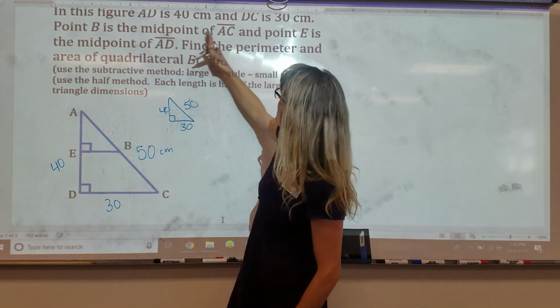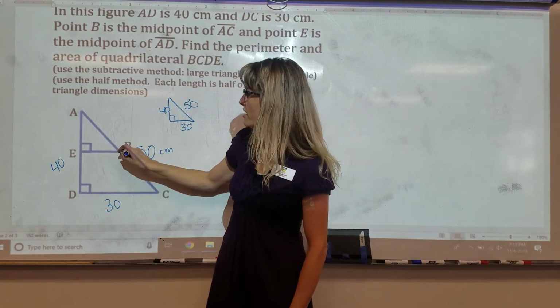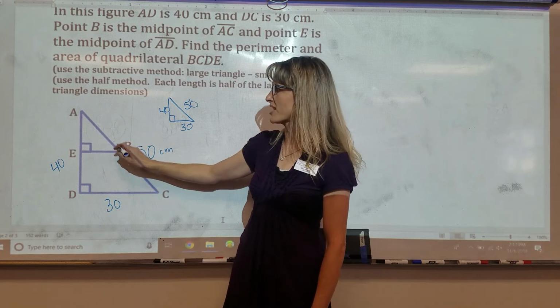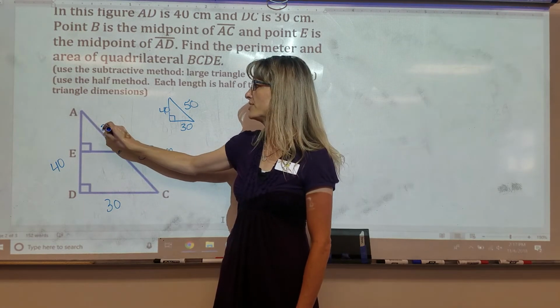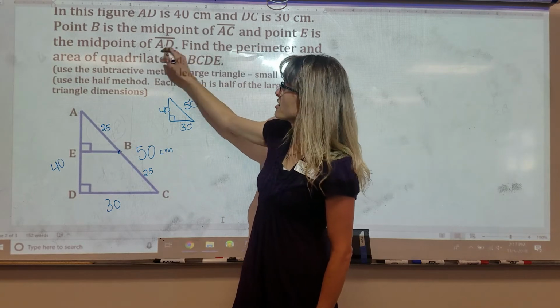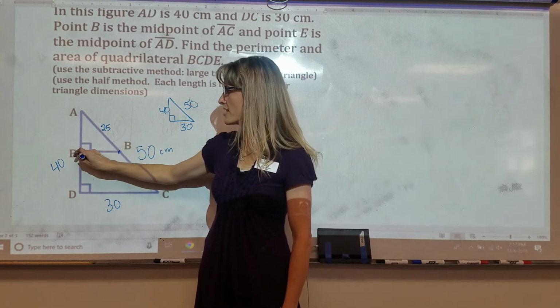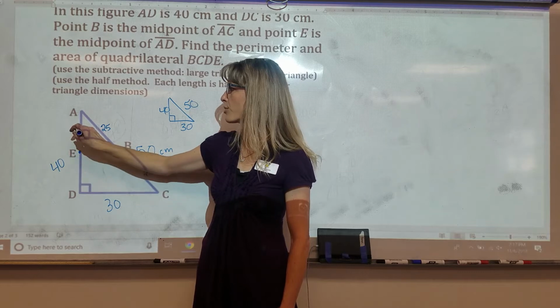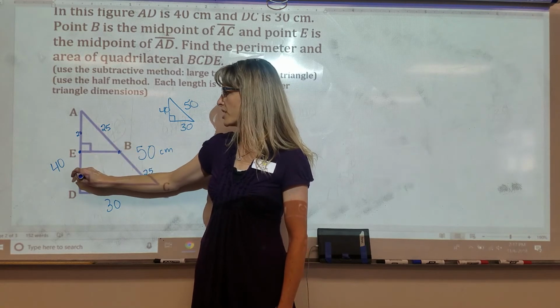Okay, let's keep reading. It says B is the midpoint of AC. If B is the midpoint, it means it cuts it in half. So that is half of 50, and this side is half of 50. It says E is the midpoint of AD. So E cuts this leg in half. So half of 40 is 20.